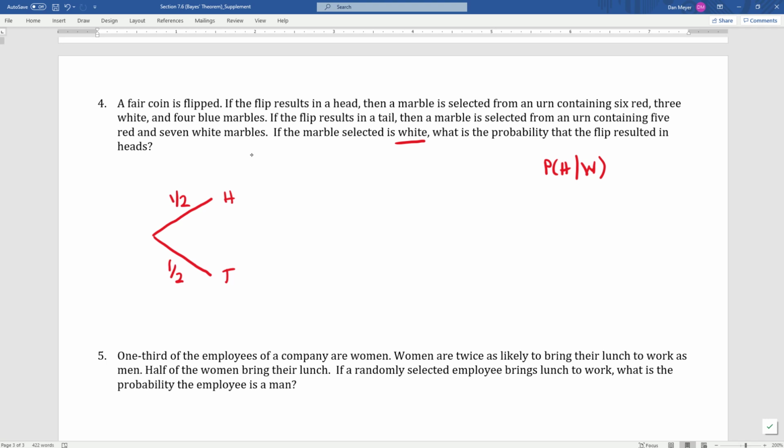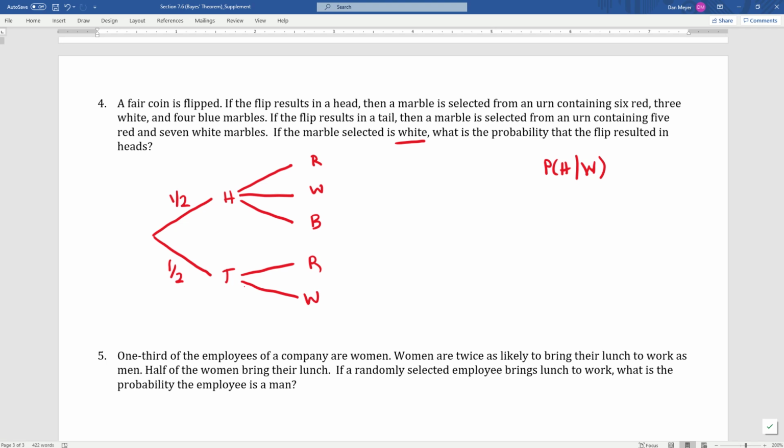Now, if we get a head, then the urn that we're pulling our marble from has 3 different kinds of marbles. It has red marbles, and white marbles, and blue marbles. On the other hand, if we flip a tail, then our urn only has red and white marbles. There's no blue marbles in the tails urn.